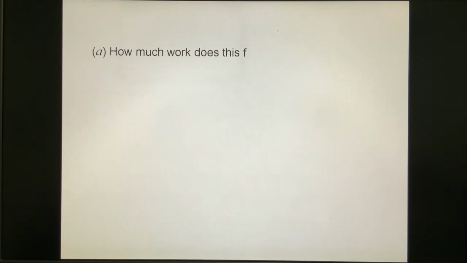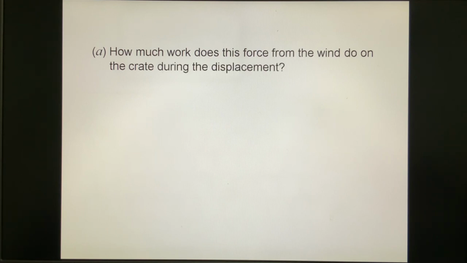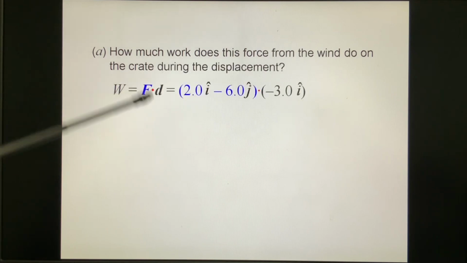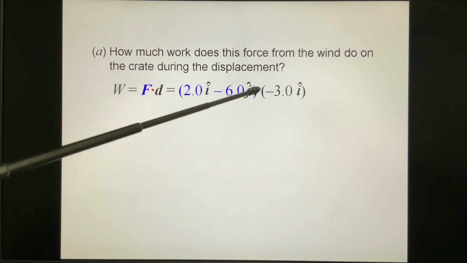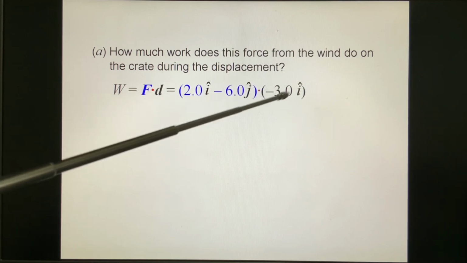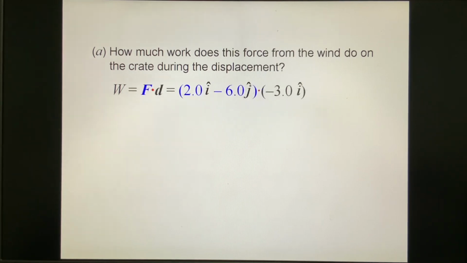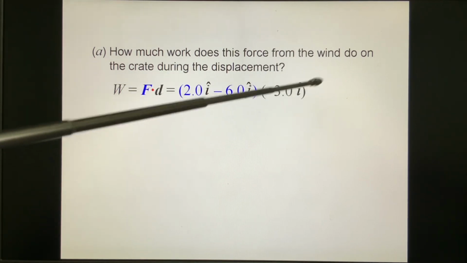Question A. How much work does this force from the wind do on the crate during the displacement? By definition, W equals F dot d. F is 2.0 i minus 6.0 j. d is minus 3.0 i. So i and j are constant unit vectors.